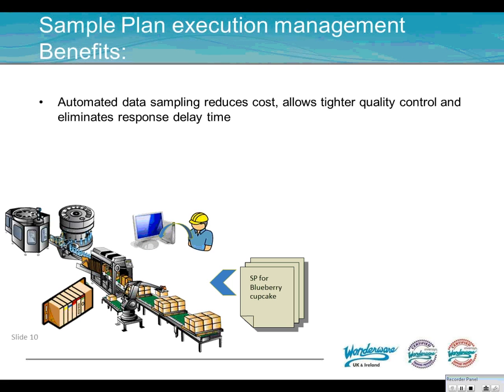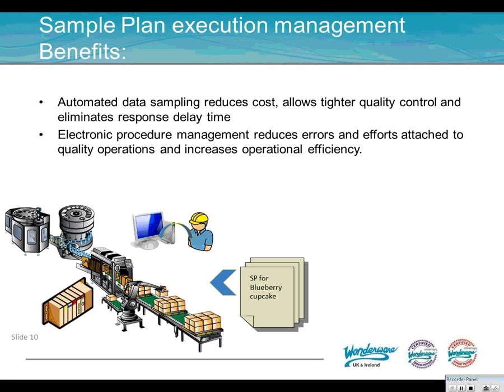So the benefits of this approach: obviously, if we can have automated data sampling because the information is available from the automation layer, we're reducing the cost of supporting this quality management system. And that would give you tighter quality control because you know that the data is being collected at the correct time, because it's collected automatically, and you have that elimination of response delay time in terms of relying on the operator doing the collection.